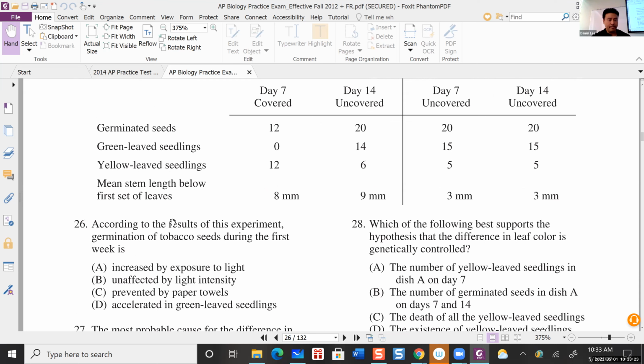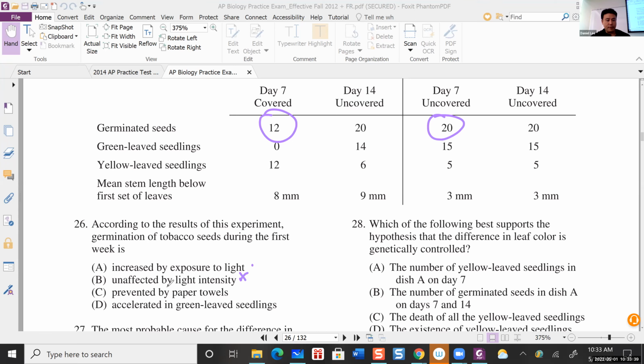So number 26, according to the result of the experiment, germination of tobacco plant during the first week is increased by exposure to light, unaffected by light. That's not true, right? We're looking at that.